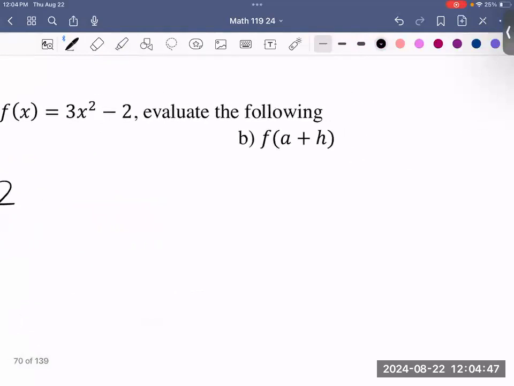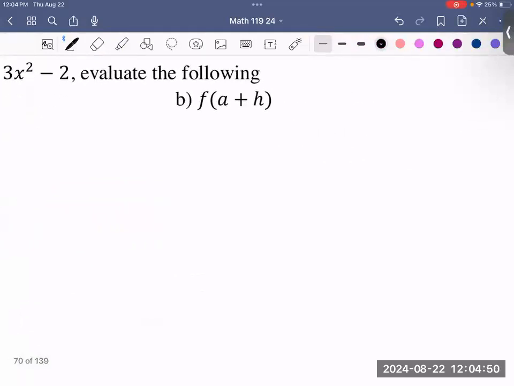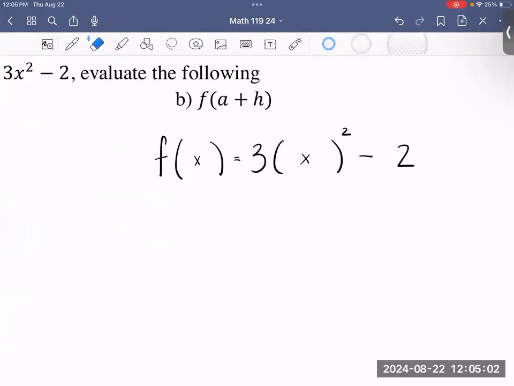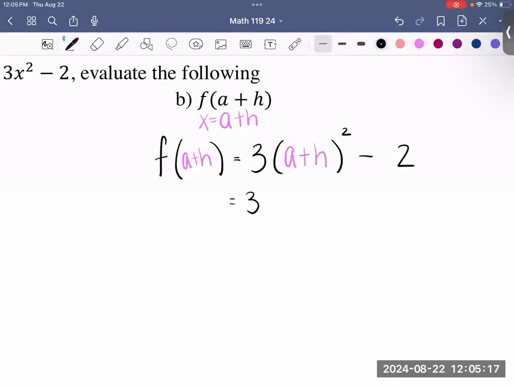Let's do it again, now with this binomial, so something a little bit bigger. We have f, what used to be x, is equal to 3, what used to be x squared, minus 2. So we get to replace this whole thing with x is equal to a plus h. Now, unfortunately, unlike last time where we had a monomial, if these were multiplied together, we could then go ahead and distribute. But because we have a plus sign here, we now have to write 2 of these.